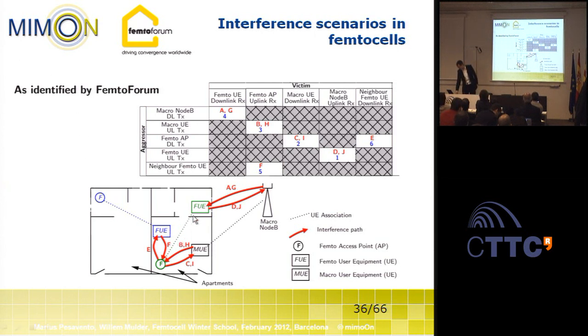We have two apartments here, first apartment, second apartment, and we also have a macrocell base station in the vicinity. Each of the apartments is equipped with a femtocell base station. We have a femtocell user connected to one femtocell, a femtocell user connected to the other femtocell. We have a macrocell user inside the apartment connected to the macrocell here. And now, of course, we encounter different interference scenarios here.